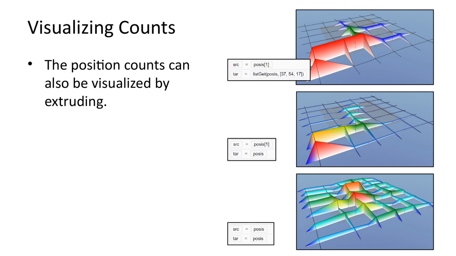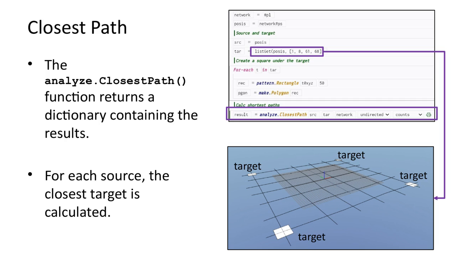Next we will look at a variant of the shortest path, which we refer to as the closest path. The analyze.ClosestPath function is similar to the shortest path, except that it only returns results for the closest target rather than all targets. In the example, for the source, all positions in the network are specified. And for the target, 4 positions are specified, highlighted by the 4 white squares in the corners. For each source position, the closest path function will find the closest target.